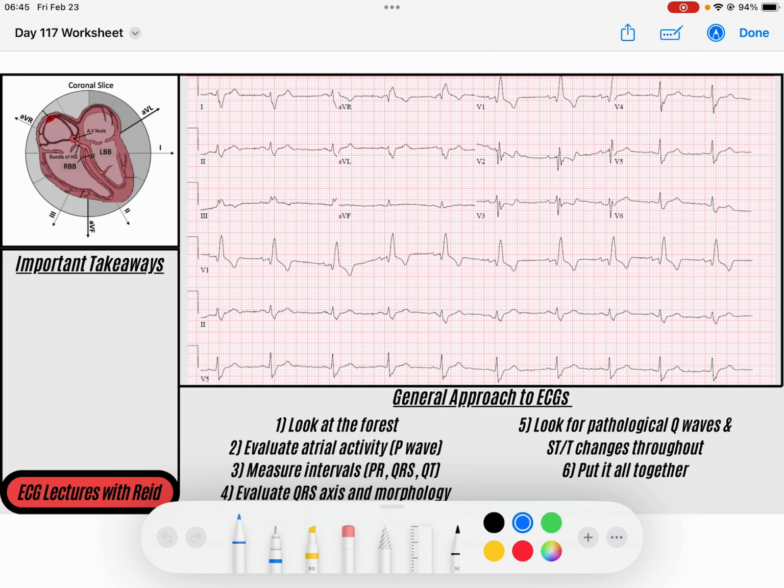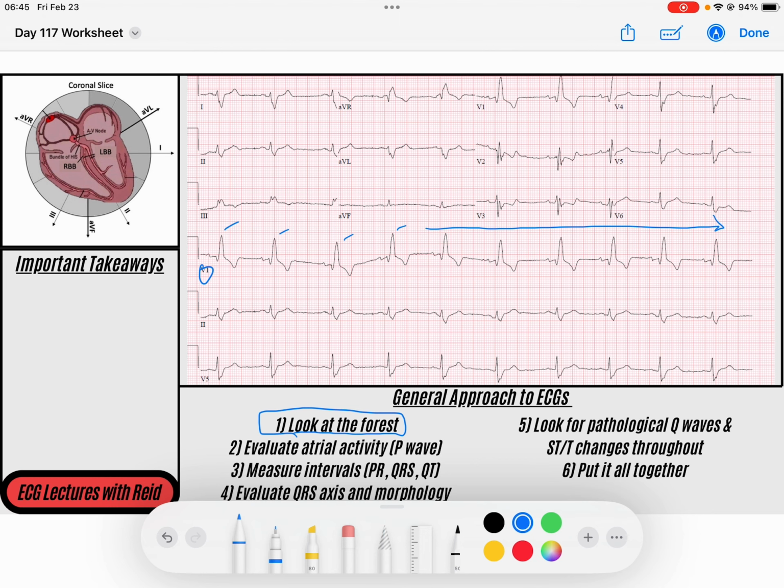So let's get started. Let's look at the forest to begin with, and the trees of the forest are my QRS complexes. If I look maybe here in lead V1, you see I've got a wide complex rhythm that is occurring pretty regularly, and it stays regular throughout the entirety of the rhythm, right?